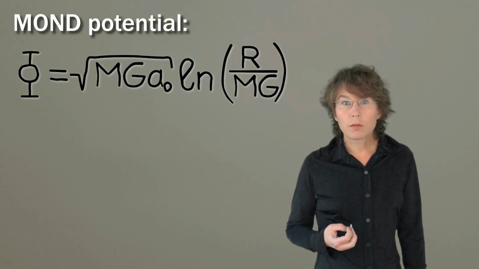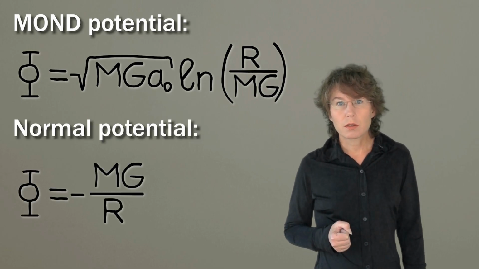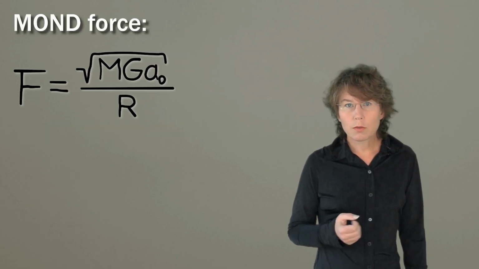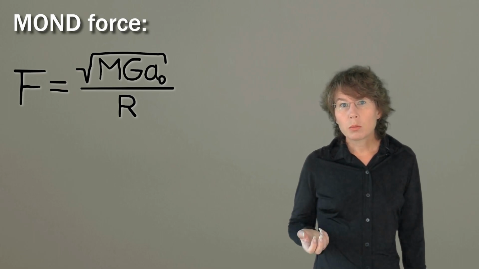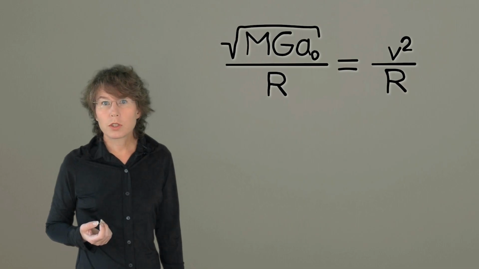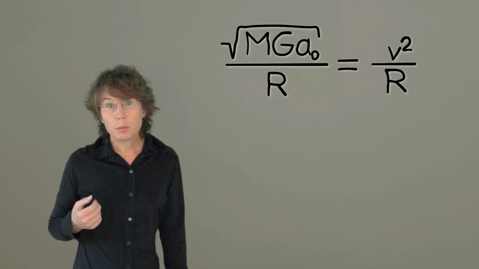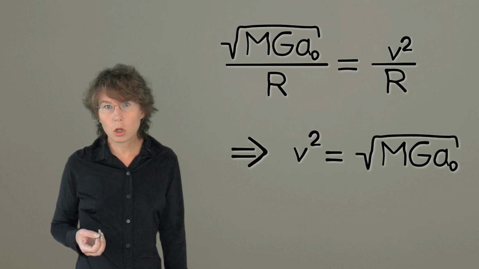In MOND, the gravitational potential is the logarithm of the distance and not, as normally, the inverse of the distance. In MOND, the gravitational force is then the derivative of the potential, so that's the inverse of the distance, while normally it is the inverse of the square of the distance. If you plug this modified gravitational force into the force balance equation as before, you will see that the dependence on the distance cancels out and the velocities just become constant.